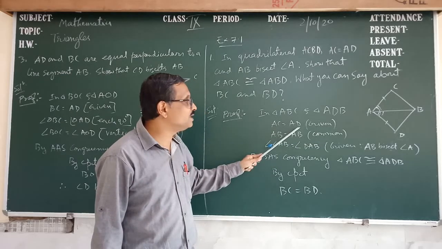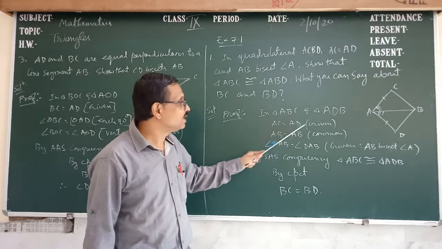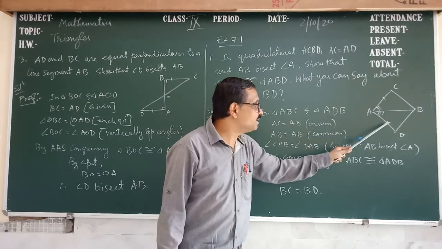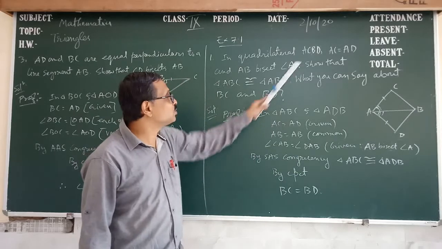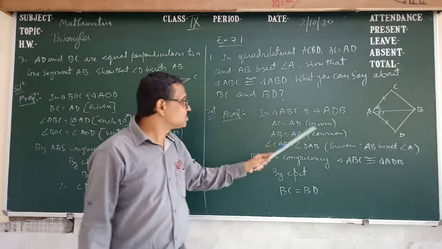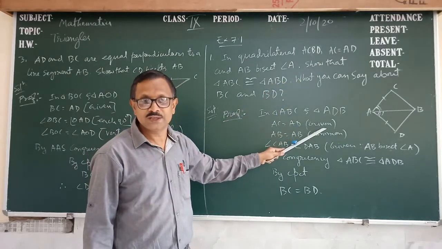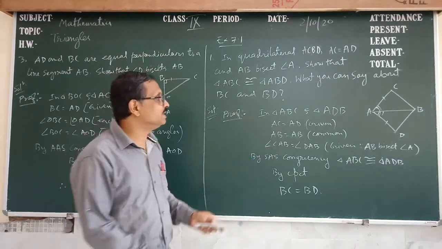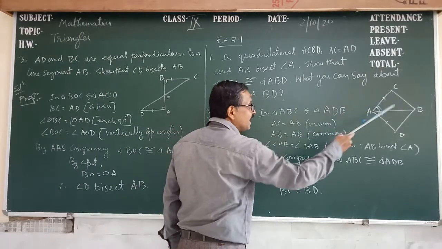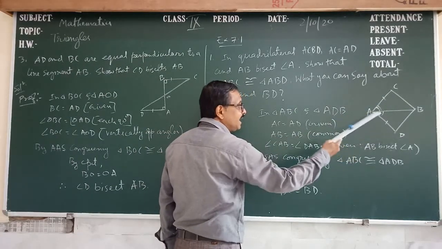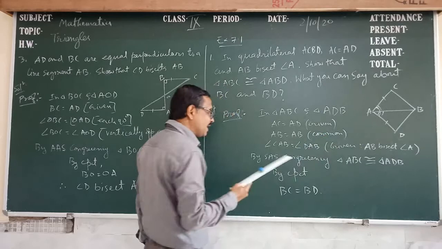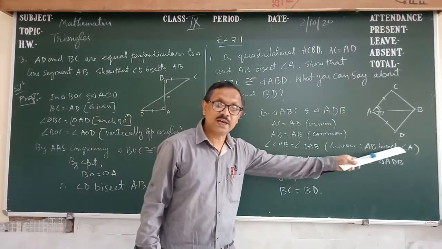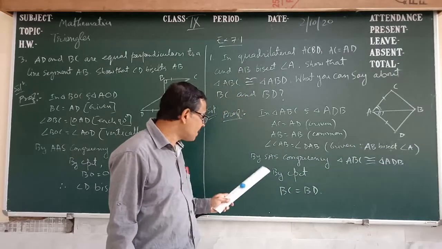AC is equal to AD, that is already given in the question. In triangle ABC, AC; in triangle ABD, AD. These are equal, that is already given. So we write given as the reason. Because it is given, it is common. And angle CAB and angle DAB are equal. Why? It is given, because AB bisects angle A. So by SAS congruency.